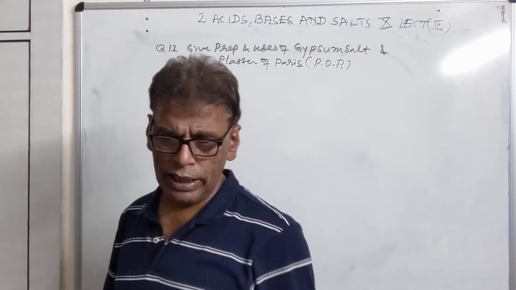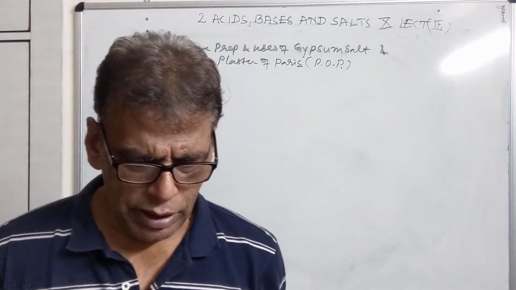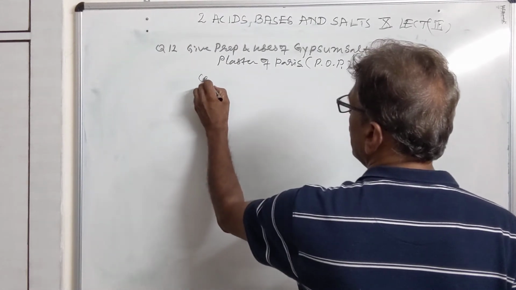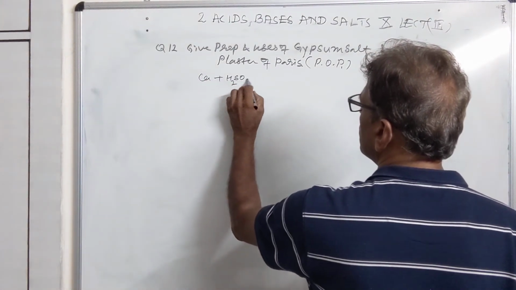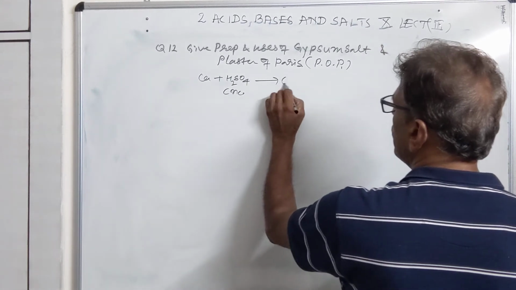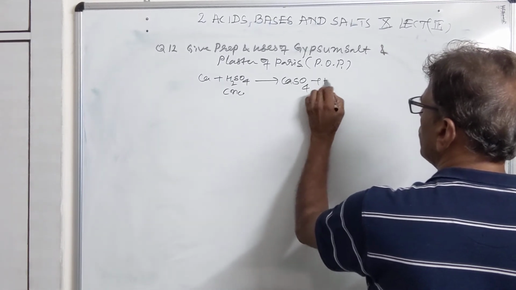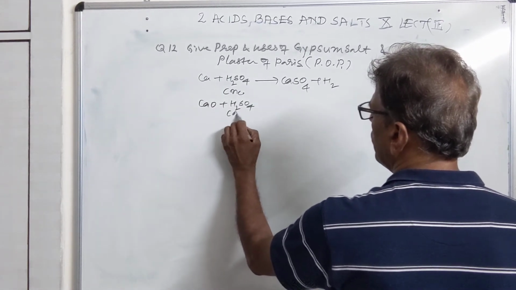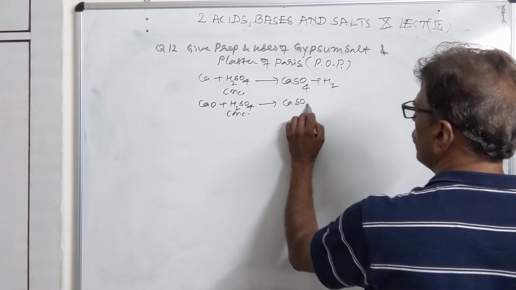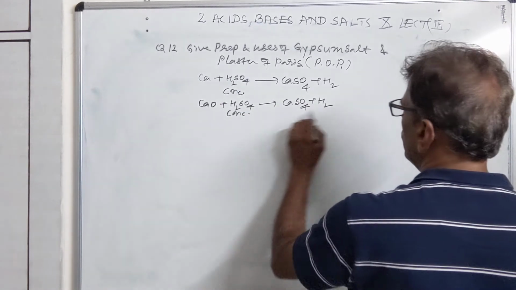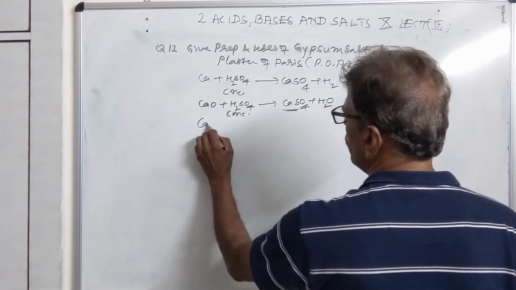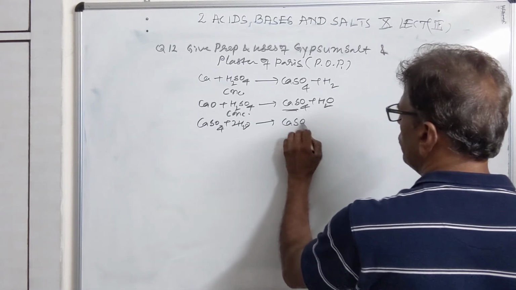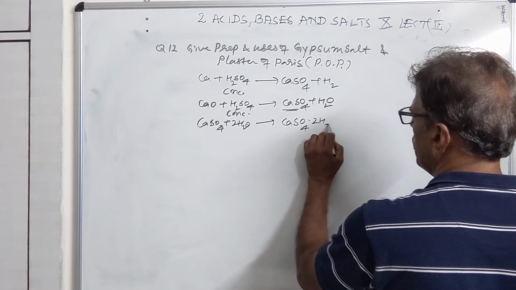Now gypsum can be prepared by heating calcium or calcium oxide with sulfuric acid, and it will give you CaSO4 plus H2. Similarly, CaO, quicklime, when treated with concentrated sulfuric acid, gives CaSO4 plus H2O. Now this CaSO4 on crystallization will give you the crystals of gypsum salt.